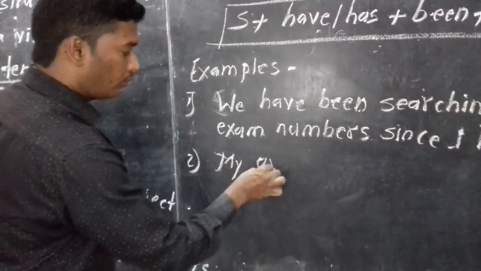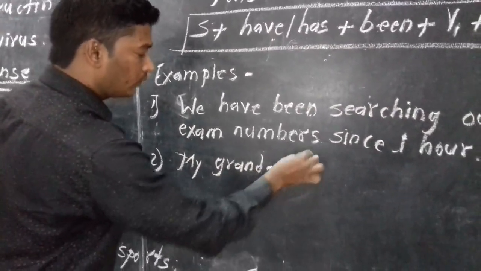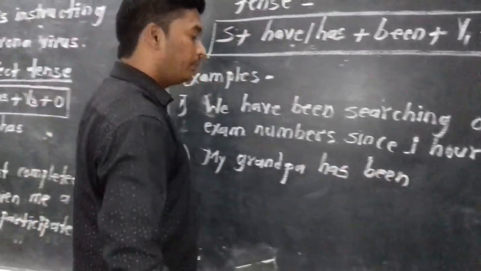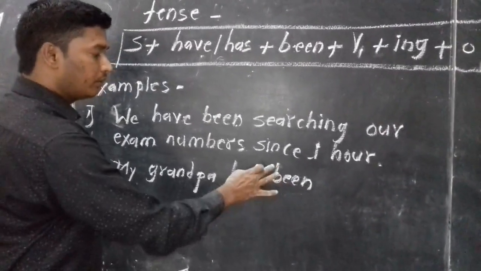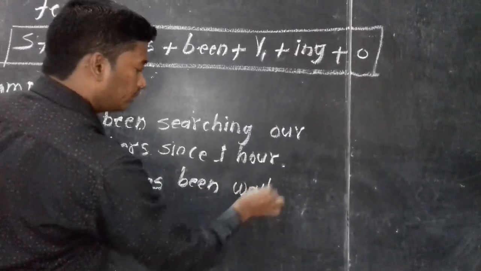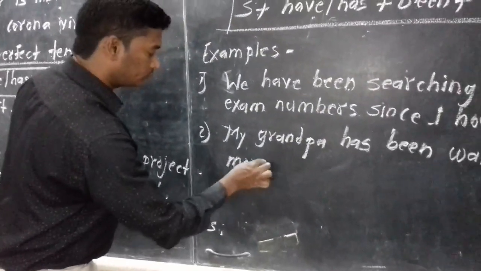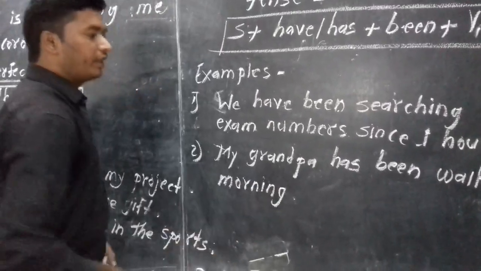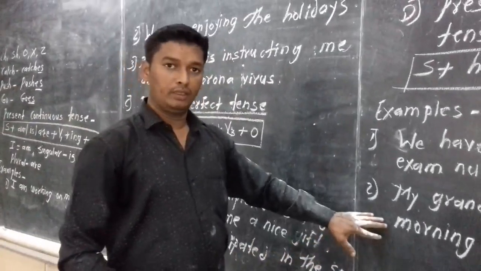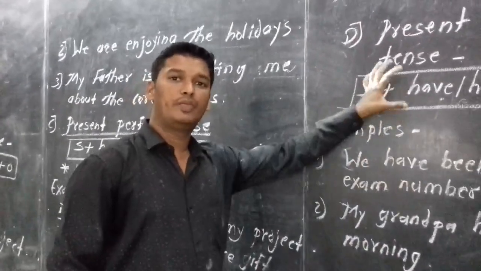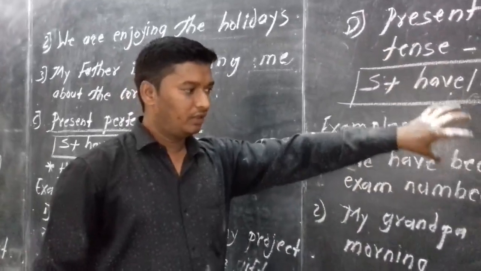Now, my grandpa has been walking since morning. My grandpa has been walking since morning. Half the walking has been completed and half the walking is going on. It is perfect continuous tense.